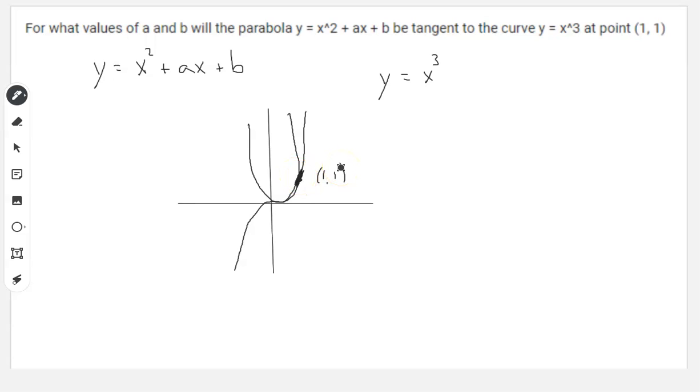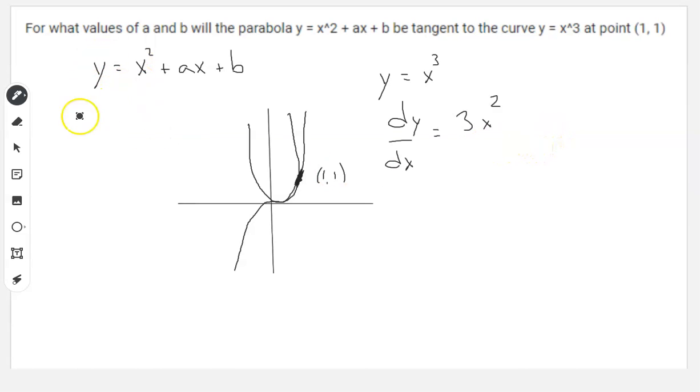So you can say that the slope at that point on the parabola is the same as the slope at that point on the cubic. And we need to figure out for what values of a and b will make that true. So what we're going to have to do is, first, let's find the derivative of our first function. So dy by dx is going to equal 3x squared.